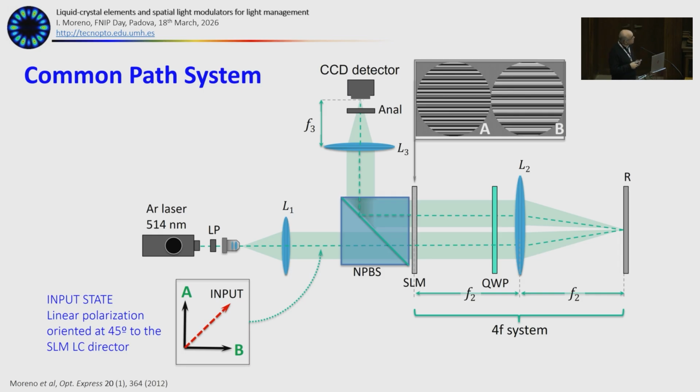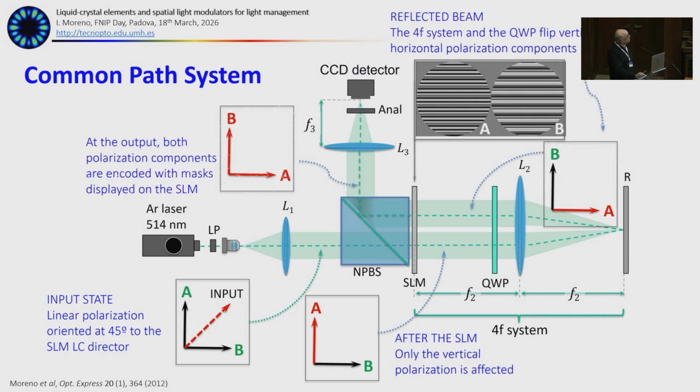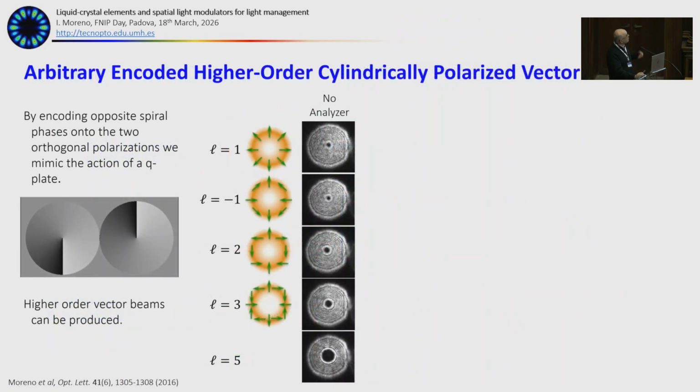This is what we did here. I'm not going to enter into the detail, but basically we display one diffraction grating on one side, another on the other side, and by controlling the two parts of the screen, we are able to modulate the two components. By adding, for instance, in this case, two spiral phases, we can create what are called vector modes, vector beams, where the beam shows this kind of polarization. This is called the radial polarization, or these are called the higher order radial polarizations.